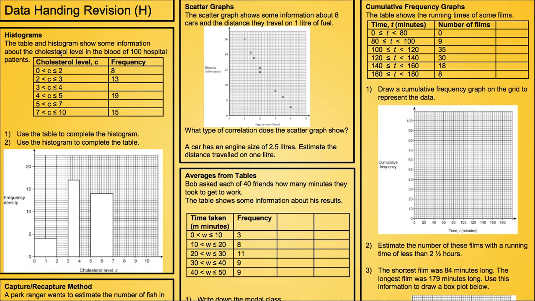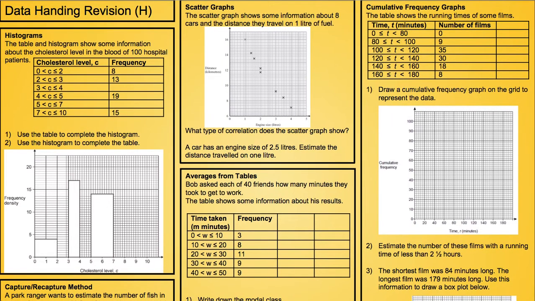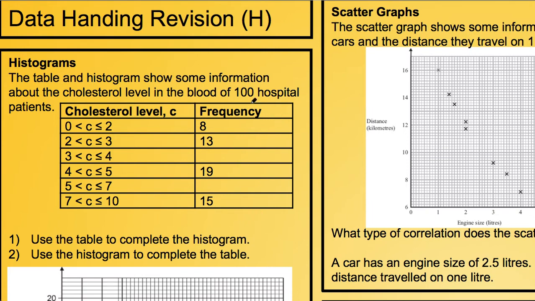So in this one we've got the table, and the histogram shows some information about the cholesterol level in the blood of 100 hospital patients. Use the table to complete the histogram, and then the histogram to complete the table. So in this we will need a column called class width, because frequency density equals frequency divided by class width. Or is proportional to, I should say, but normally it is frequency divided by class width.